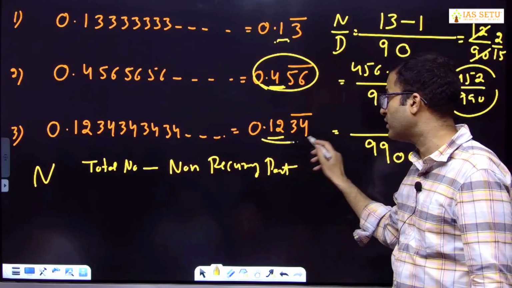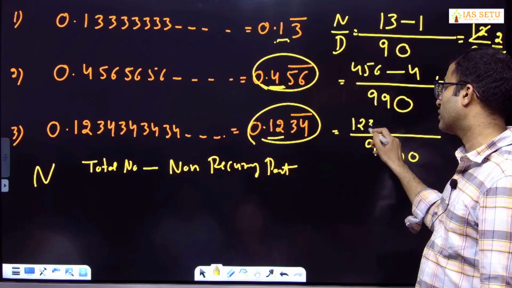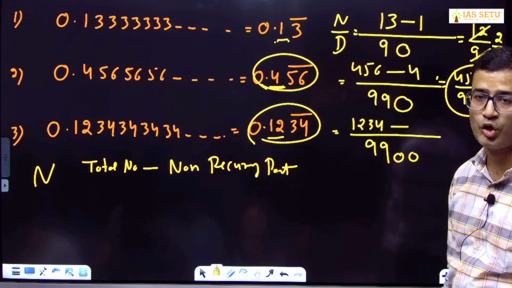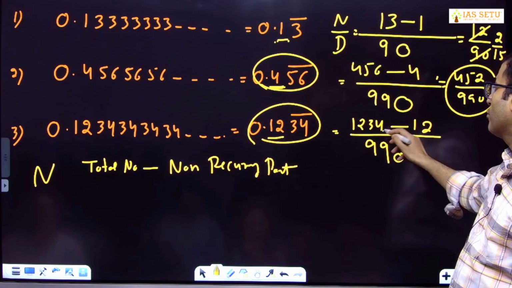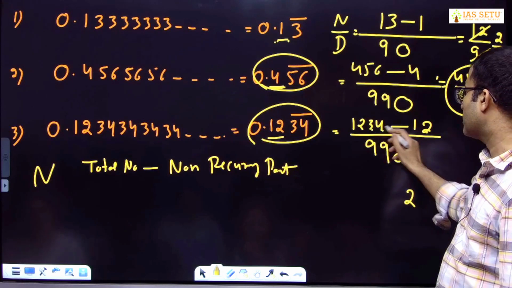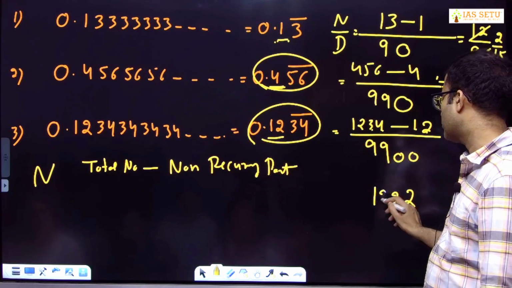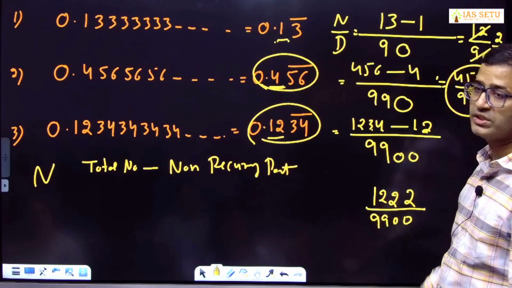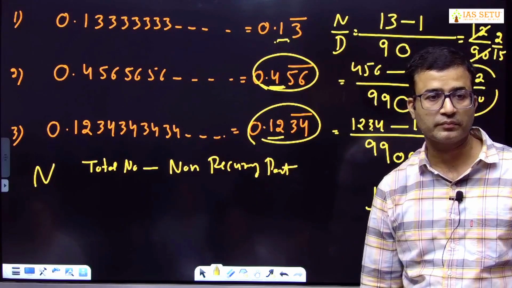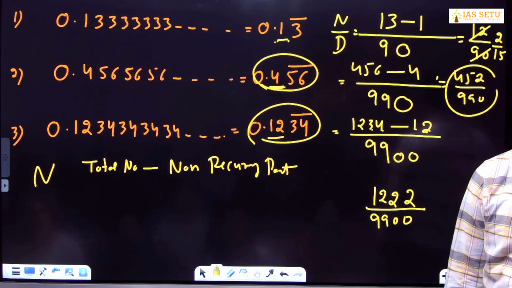Third example. Just help me out. What is the total number? 1, 2, 3, 4. Minus non-recurring. What is non-recurring? 12. 1 and 2. 4 minus 2, 2. 3 minus 1, 2. So it is 1222 upon 9900. Simplify, you get the answer. If you understood, okay, wait, I take 2 more examples.